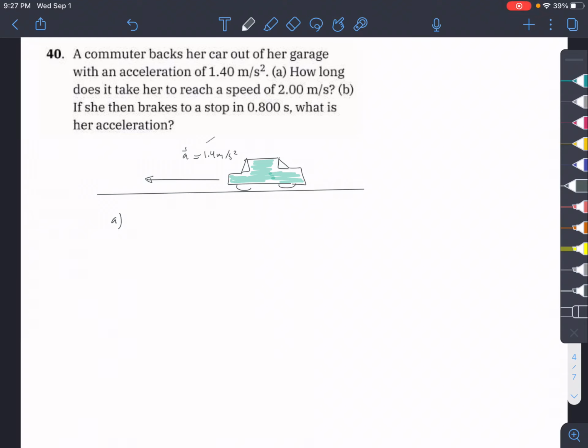All right, in this problem, somebody has a car and they're backing out of a driveway. This is their acceleration while they're backing out, and we want to know how long it takes to reach a speed of 2 meters per second when backing out with this acceleration, starting from rest and then moving.